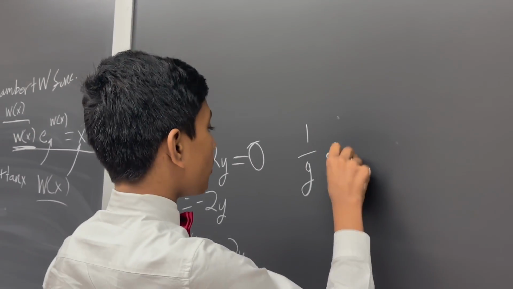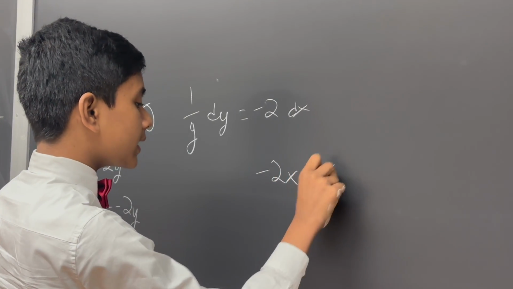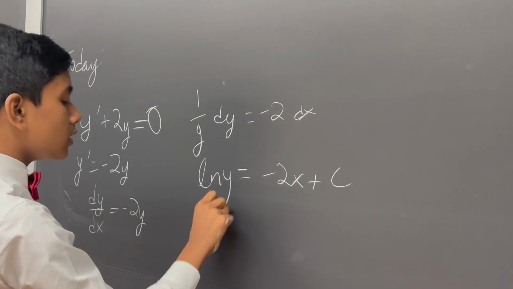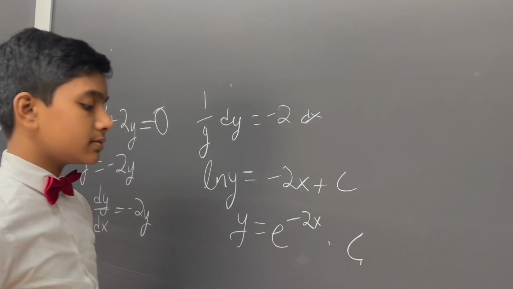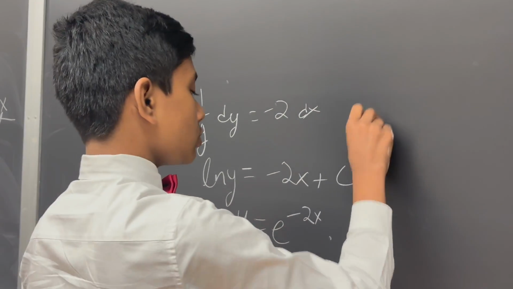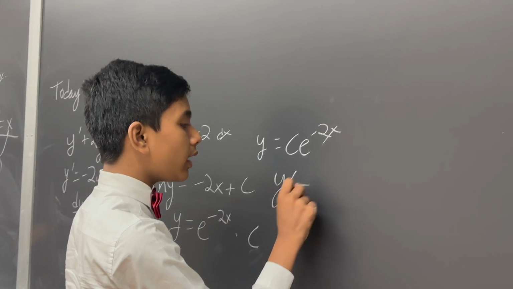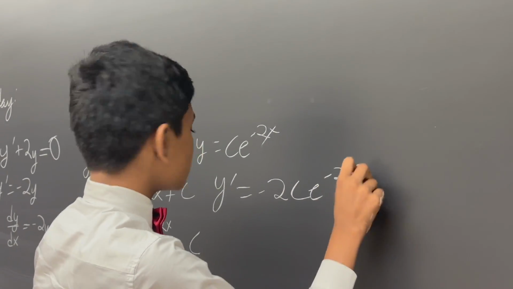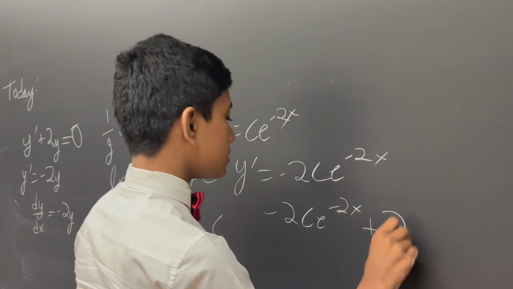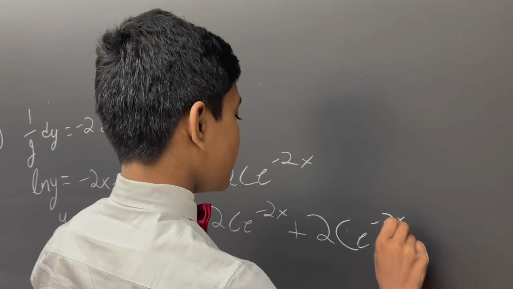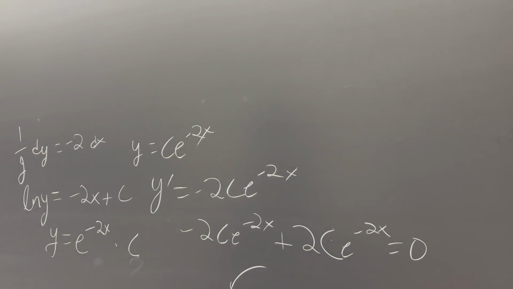Get 1 over y dy equal to minus 2 dx. So, integrating on both sides, you get minus 2x plus c is equal to ln y. Or in other words, y is e to the minus 2x times some constant. So y is c e to the minus 2x. Plugging it back in just to verify, y prime is minus 2c e to the minus 2x. So we get minus 2c e to the minus 2x plus 2c e to the minus 2x equals 0. Sounds pretty verifiable. So we know that we solved this equation pretty easily.